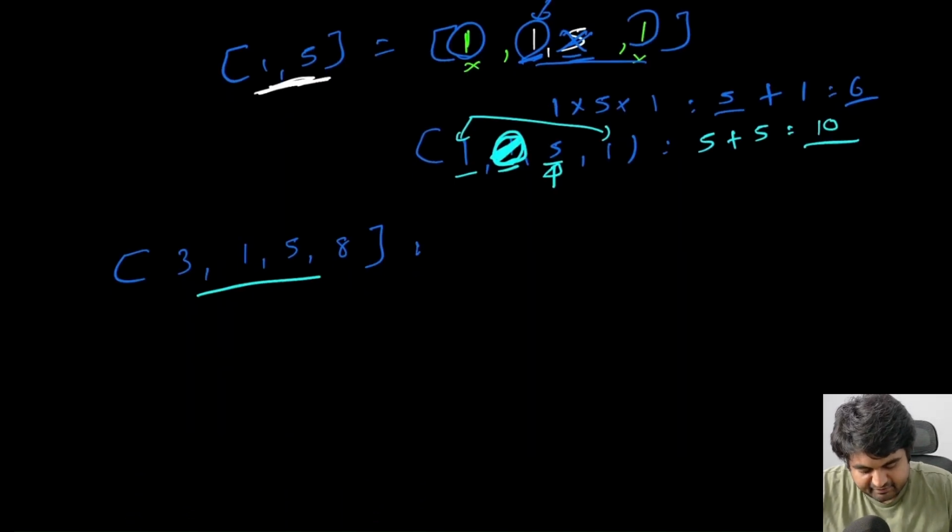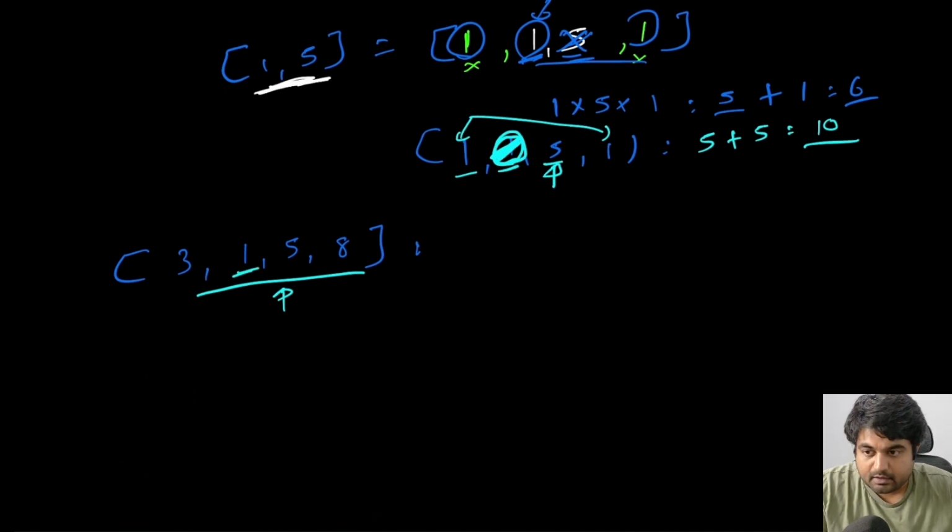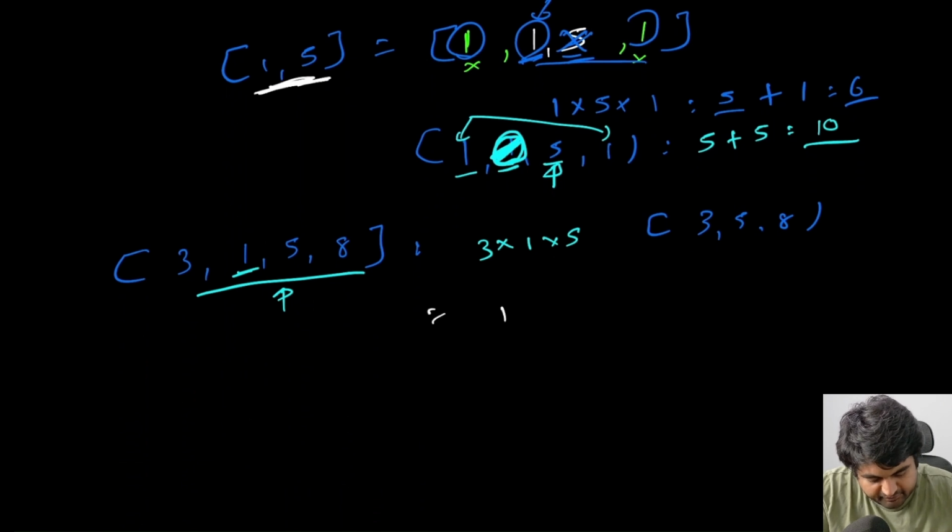Let's say in the same way we are given the values 3, 1, 5, 8. Now once again for this example as well, we can choose wisely, and the most logical way to pop balloons would be that if we decide to pop balloon number 1, we would get values 3 multiplied by 1 multiplied by 5, and the remaining balloons would be 3, 5 and 8. Okay, so let's sum up this value. So this is going to be 15. So 15 plus these three values.